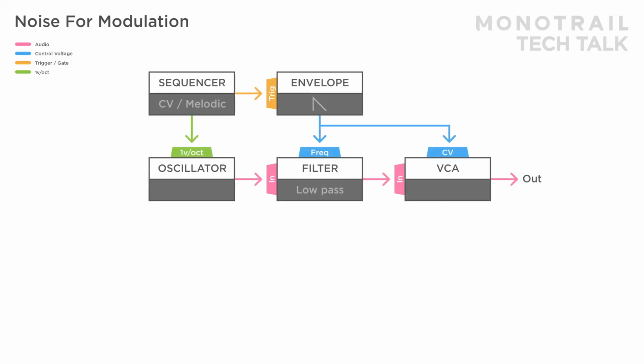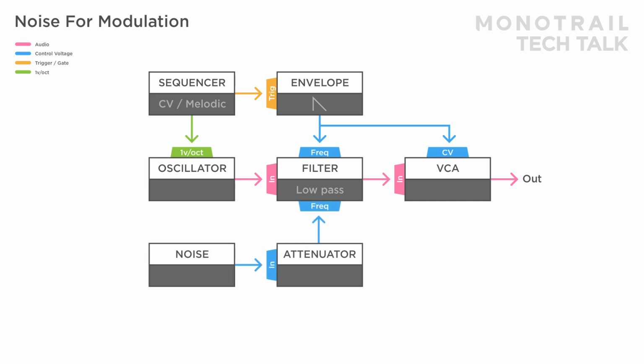Instead of using noise as an audio source, it can be used as a modulation source as well. Here are a few quick examples. Here's the basic sequenced voice again. In this setup, the noise is used to modulate the filter. An attenuator is used to dial in a subtle amount of modulation, which is often key to great sounds.